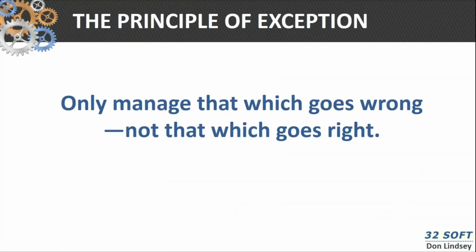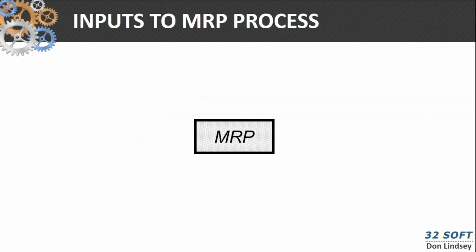Now, MRP is based on a principle that we refer to as the principle of exception. We only manage that which goes wrong, not that which goes right. If you have 10,000 items in your MRP database, and only 100 are what is called out of phase with the plan, then MRP is only going to direct you at those 100 parts. So it's the principle of exception that we're going to see in MRP.